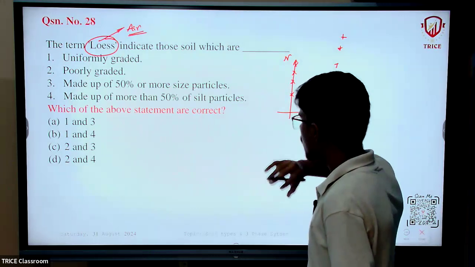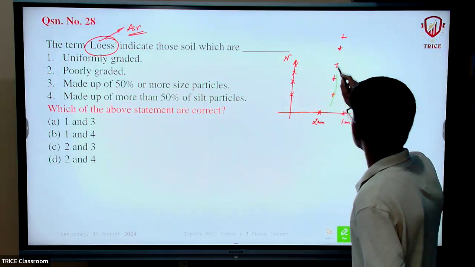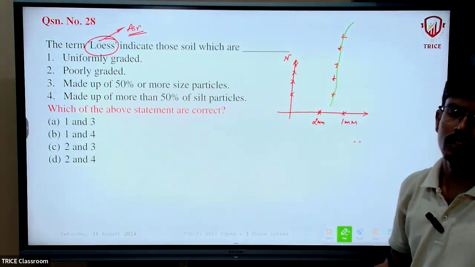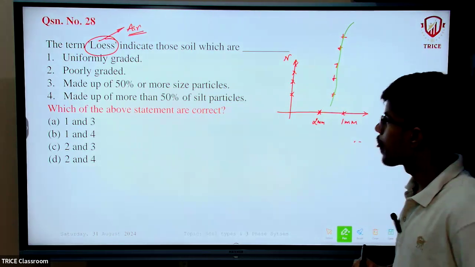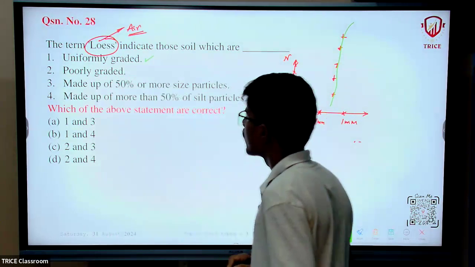As we know, the wind-blown soils always come under the uniformity of the soils. It will always be a straight line, the perfect single, I-shaped line. Okay, so this also is satisfied, right?